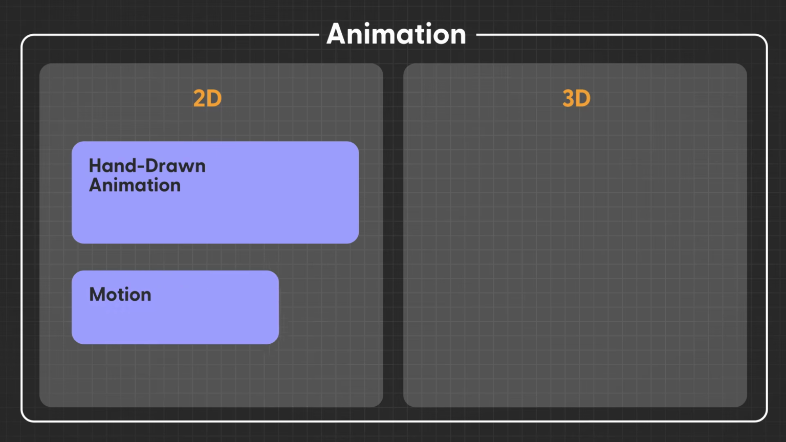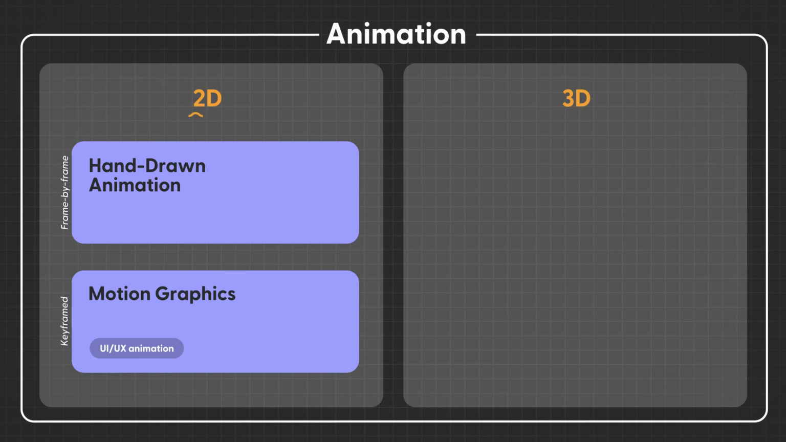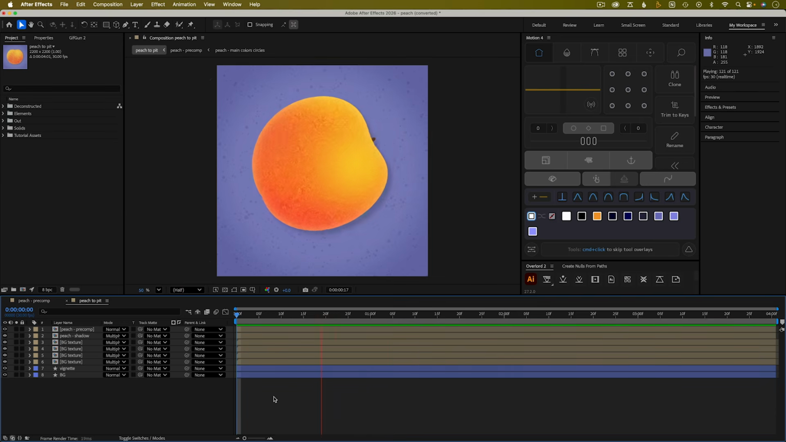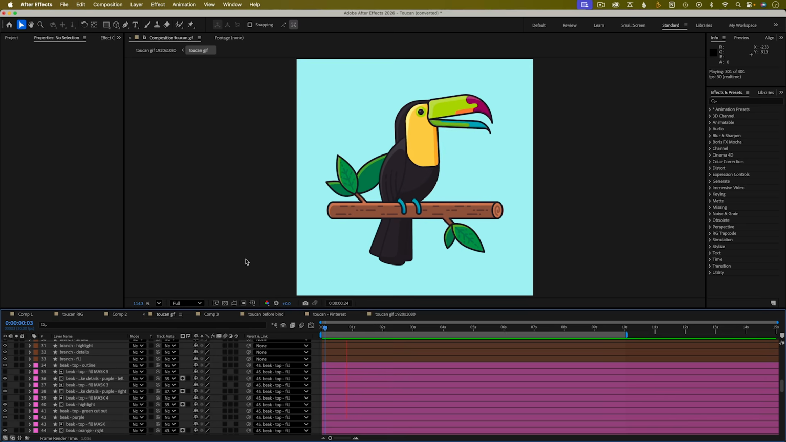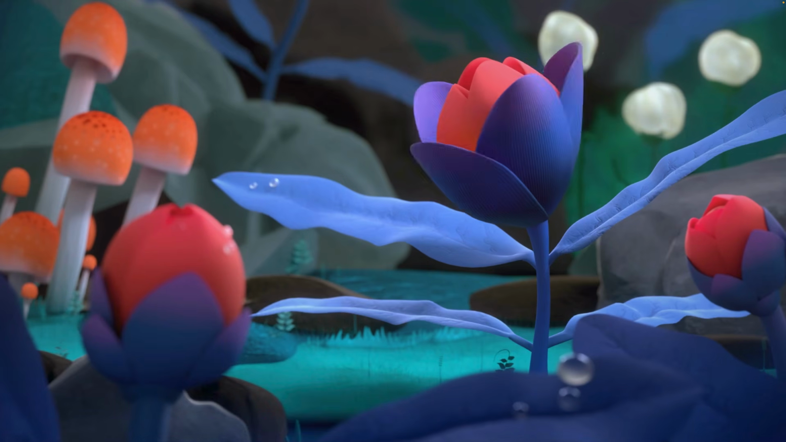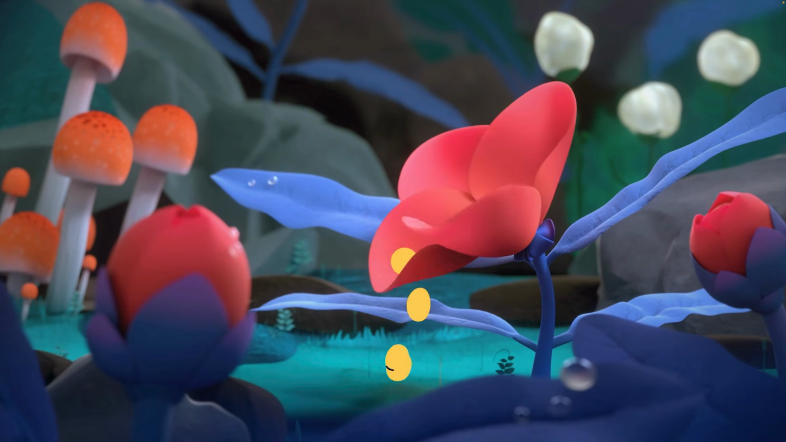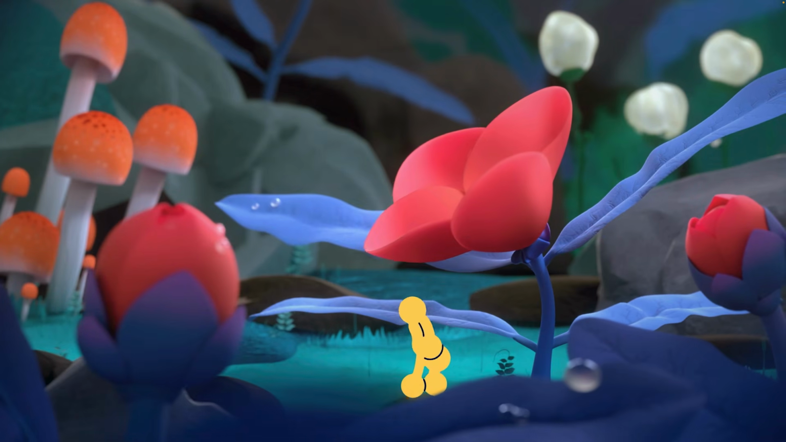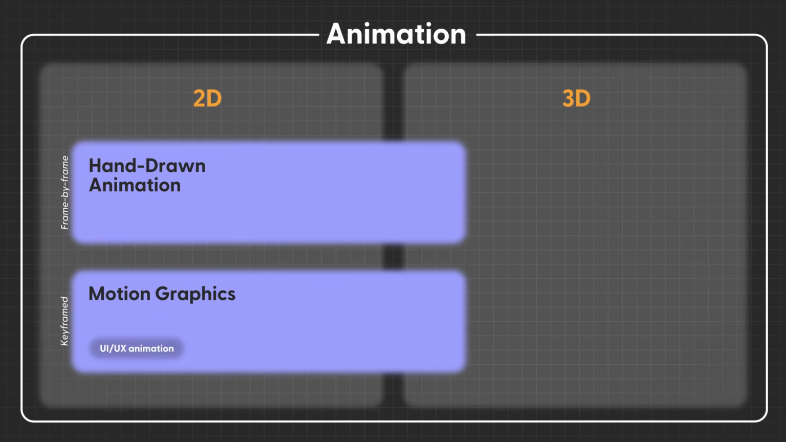Hand-drawn animation and motion graphics are often grouped together as 2D animation, mainly to distinguish them from 3D animation. But that doesn't mean that 2D work can't look three-dimensional. You can create the illusion of depth using lighting, shading, perspective, or camera movement. And you can mix 2D and 3D workflows, using 3D models inside of After Effects, or combining 2D animation with fully 3D scenes. The lines here are very blurry.